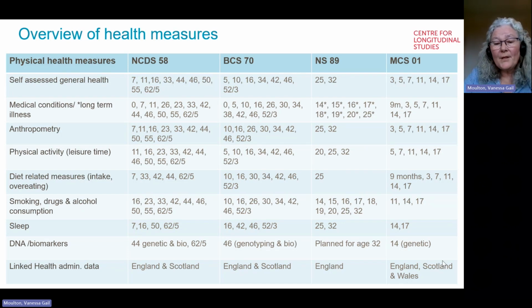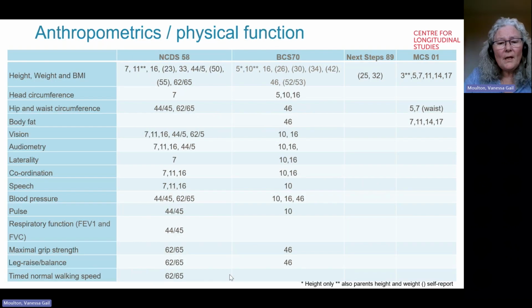There are also self-reported questions relating to health behaviours such as diet, smoking, drugs and alcohol consumption and sleep. And as well as objective measures on health behaviours, for example, the accelerometer that was worn at age 46 in the BCS 70. And as I mentioned before, we have DNA. We also have biomarker extraction, which I'll talk about in a minute, and in midlife in the NCDS and the BCS 70, and again in the early 60s in the NCDS, as well as linked administrative data, which I mentioned earlier.